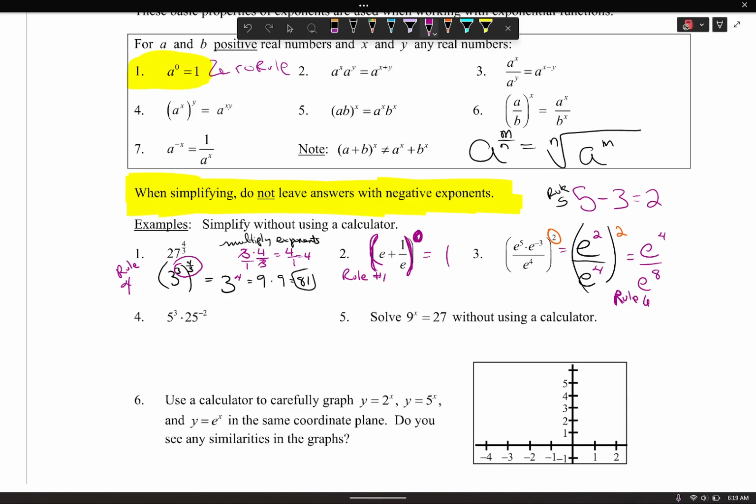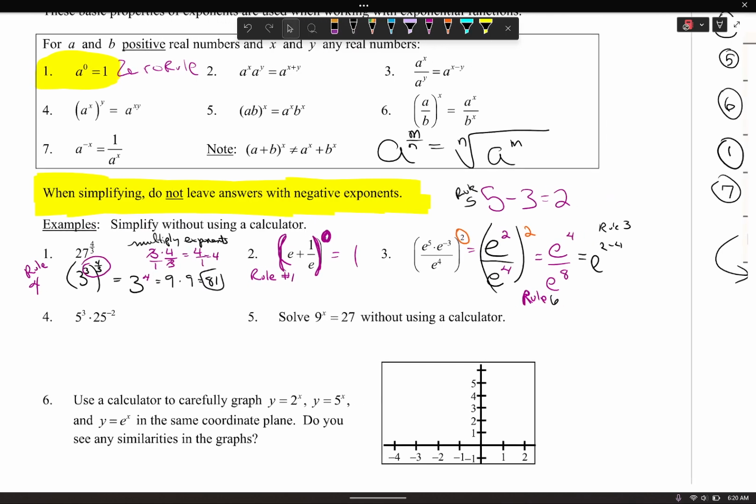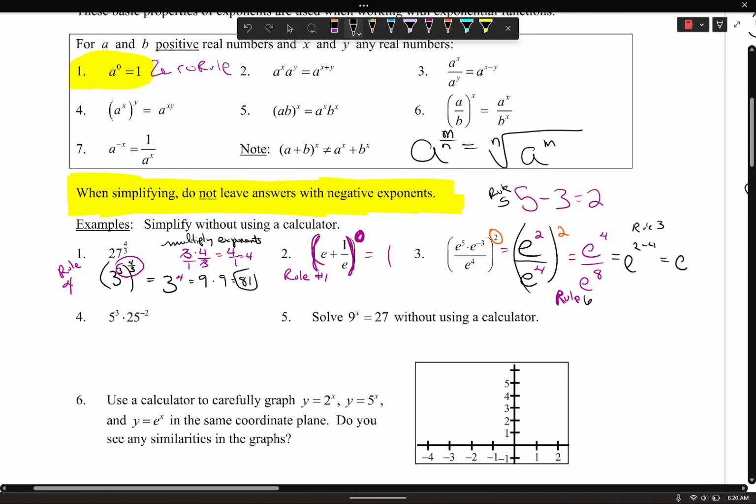when I did that. Oh no, not rule 6, my bad. Distributing the 2, that's rule 6. Yeah, rule 6. But what do I want to use now? I wanted to use this one, the quotient rule. This is rule 3, where I have x minus y, so e to the 2 minus 4 is going to end up being e to the negative 2.